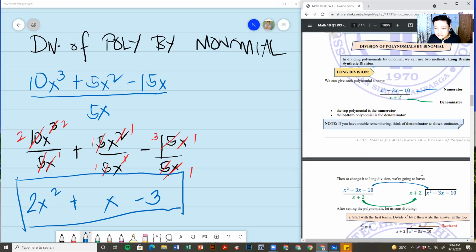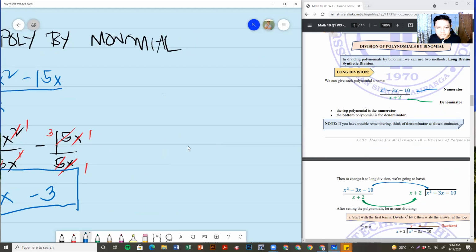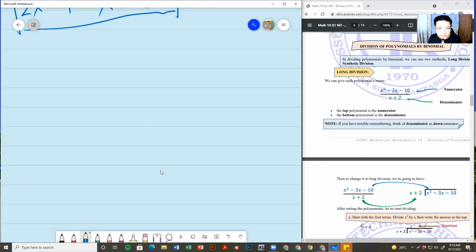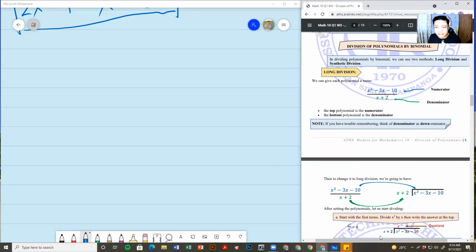I did not dwell much on this because this is just basic. And this is just part of the lower grades lessons. But we need to review it for us to be ready for this continuation. Okay, let's now move on with this one. Division of polynomials by binomial.